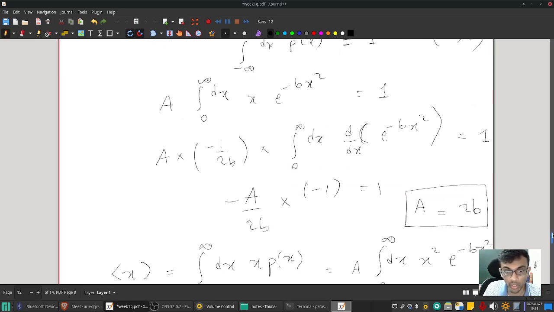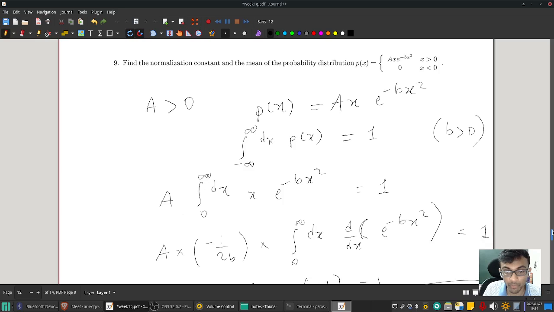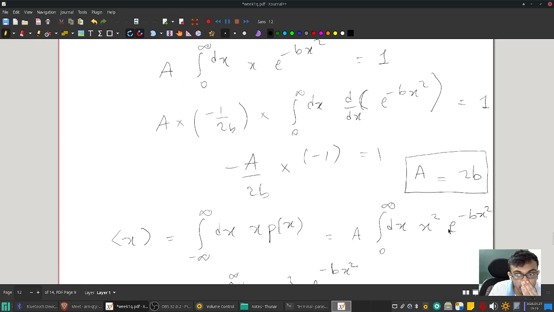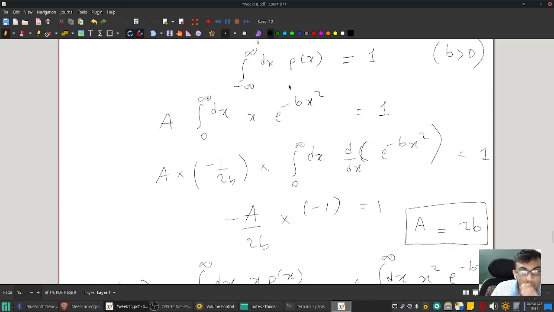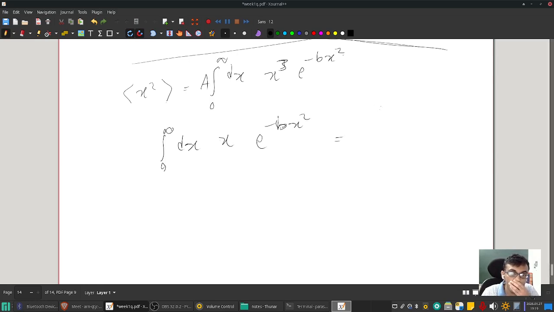Okay, let's quickly try to see that. Try to do that, complete that. So we have this. Yeah, so this integral is 1 by a, which is nothing but 1 by 2b. Let me write this as a starting point. Integral 0 to infinity dx x e to the minus bx square is one. This is 1 by 2b.